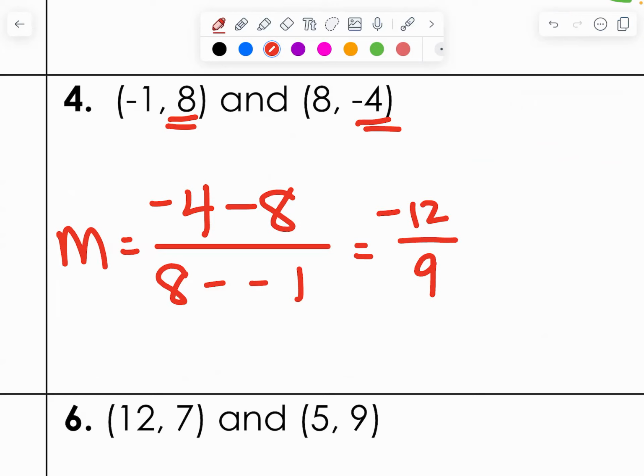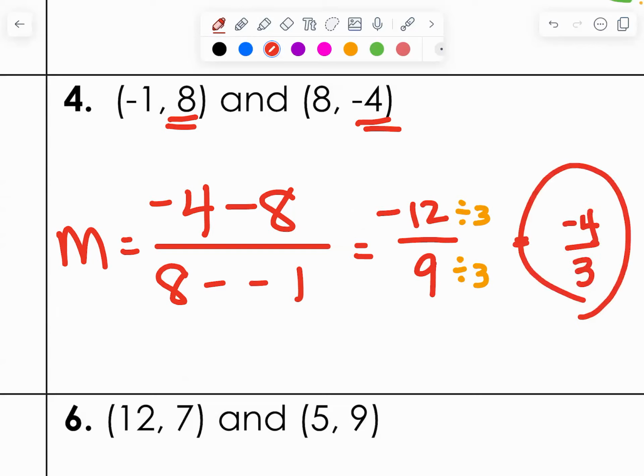Okay. -12 over 9. Is that reduced? We can reduce it. I didn't word that very well. Okay, so we can divide both of these by 3. And so now our answer is -4 over 3. If you did something a little bit wrong on one or both of them, it's okay. All right, we're learning. If you got them both right, hey, good job for you.